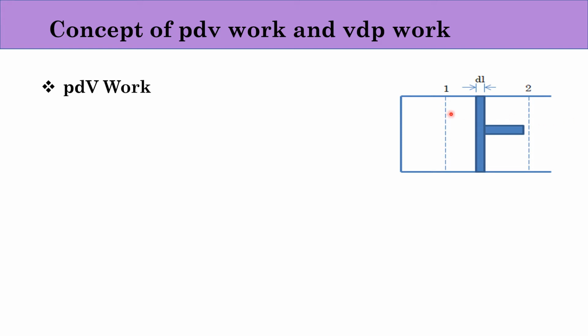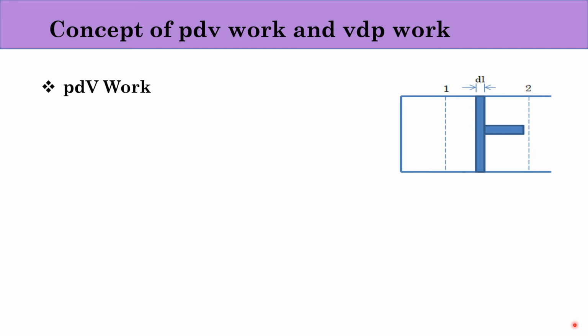During the stroke 1 to 2, consider the piston has reached a position and from there an infinitesimal displacement of the piston has taken place. Let us consider it to be dl. First let us find the work for this dl displacement and then we can quantify it for the entire expansion process 1 to 2. Since it is an infinitesimal displacement, the work done will also be very small. Let us consider it as dW.